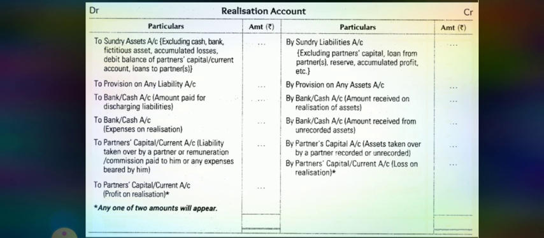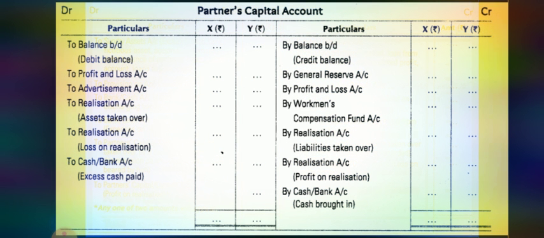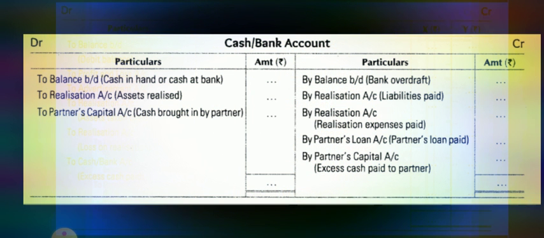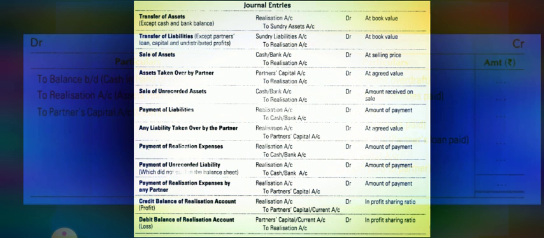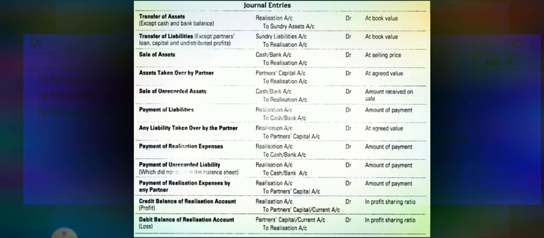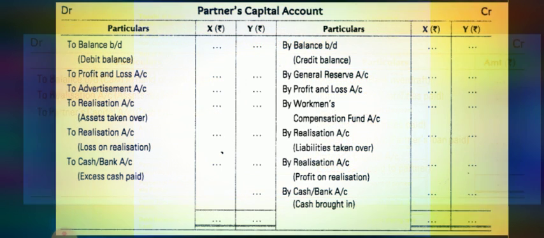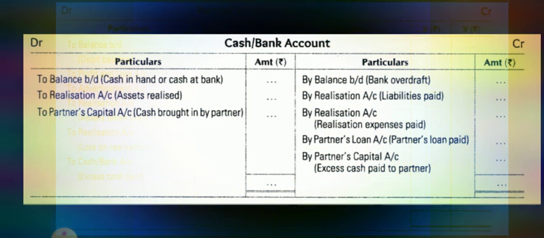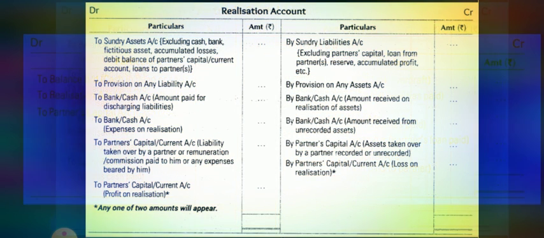After that, we need to prepare the partner's capital account. The format is on your screen. Then after the cash account or bank account, sometimes we have to prepare the loan account of a partner, and then journal entries. So that's all to be done in your dissolution accounts. I'll explain how to prepare the partner's capital account and cash or bank account, or if required, loan account, and finally journal entries. Today I have discussed only the realization account.